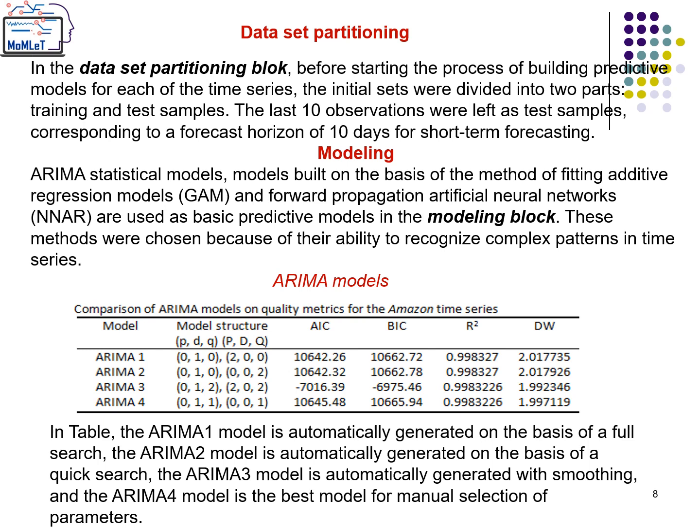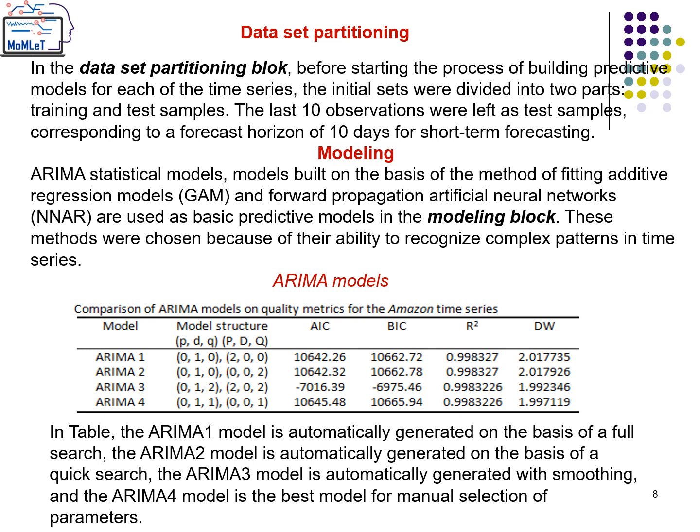In the dataset partitioning block, before starting the process of building predictive models for each time series, the initial sets were divided into two parts, training and test samples. The last 10 observations were used as test samples, corresponding to a forecast horizon of 10 days for short-term forecasting. Modeling: ARIMA statistical models, models built on the basis of fitting additive regression models, GAM models, and feedforward artificial neural networks are used as basic predictive models in the modeling block. These methods were chosen because of their ability to recognize complex patterns in time series.